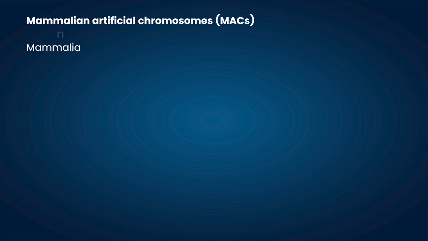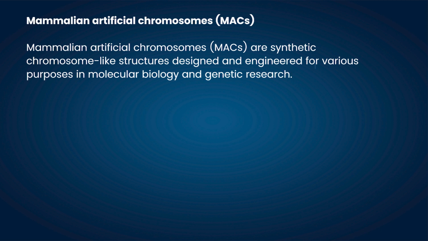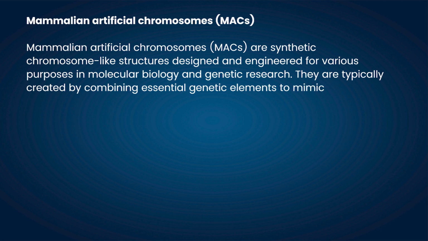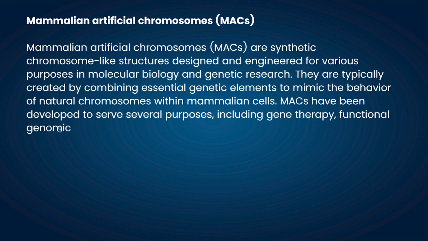Starting with mammalian artificial chromosomes. Mammalian artificial chromosomes are synthetic chromosome-like structures designed and engineered for various purposes in molecular biology and genetic research. They are typically created by combining essential genetic elements to mimic the behavior of natural human chromosomes within mammalian cells. MACs have been developed to serve several purposes including gene therapy, functional genomics and biotechnology applications like treatment of various genetic disorders.